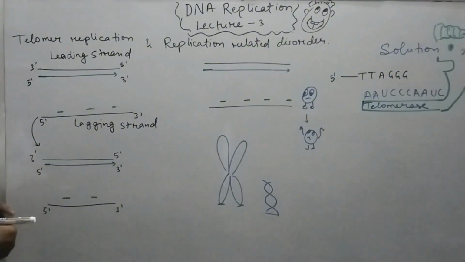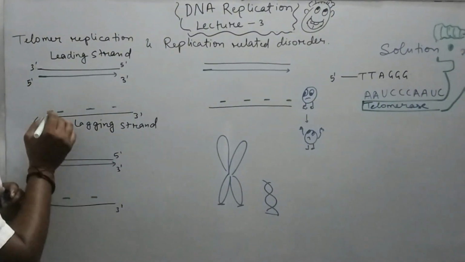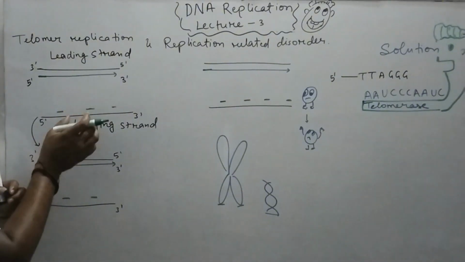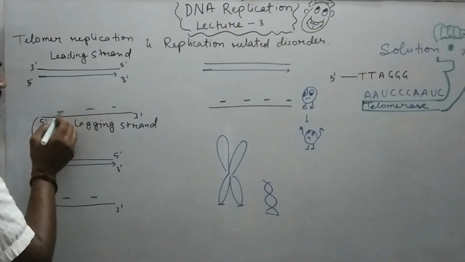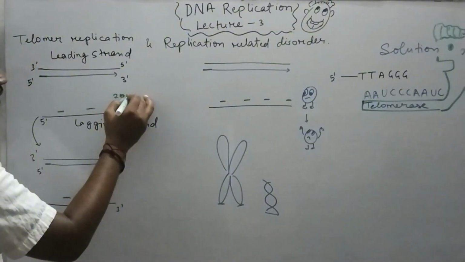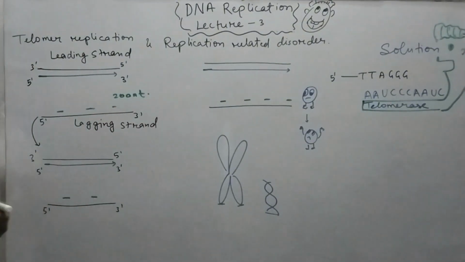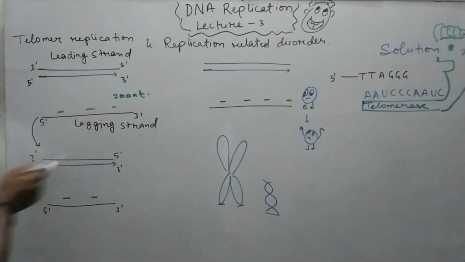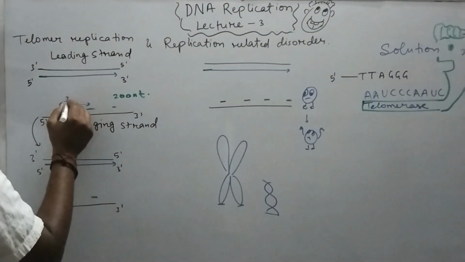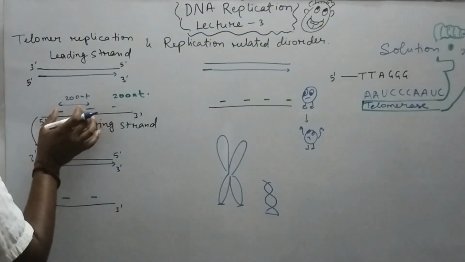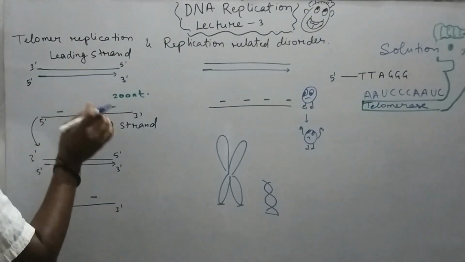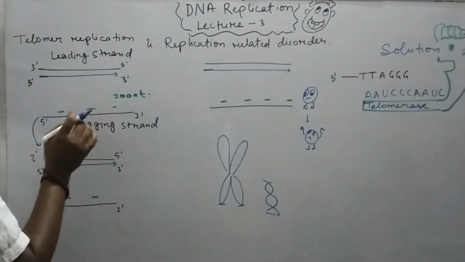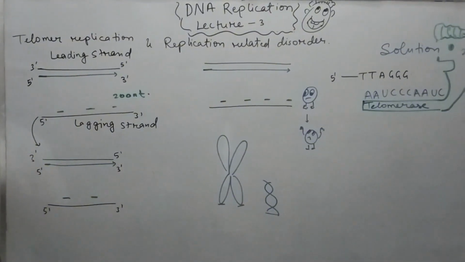In the lagging strand, the primers attach at a certain distance. Every primer will not attach very near to each other; it needs a certain distance at which a new primer can be added. This is around 200 nucleotide base pairs. So if a primer is added at this position, the next one will be added only after around 200 nucleotides, not in between. For different organisms it may vary, but the actual figure is 200 nucleotides for telomere replication.